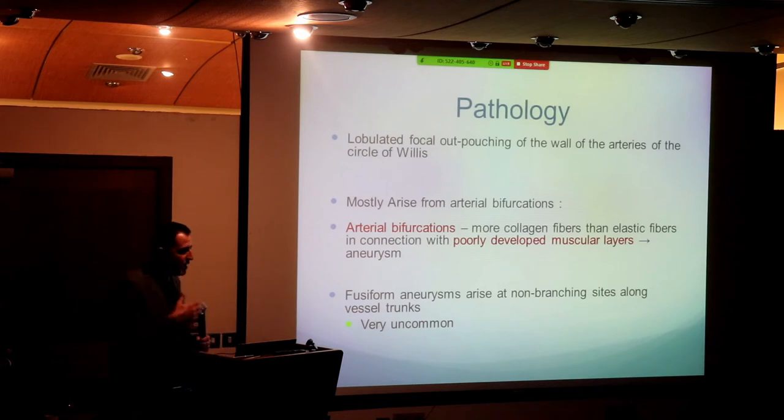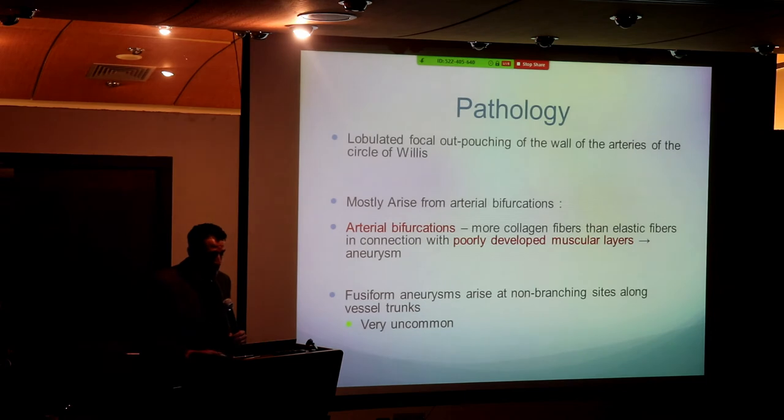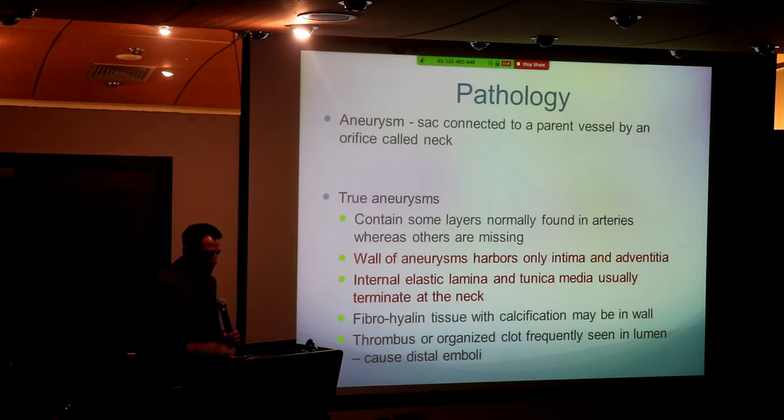Moving quickly, talking about what an aneurysm is, Dr. Ibrahim spoke a little bit about this. Essentially, most aneurysms, these outpouchings, form at arterial bifurcations. The reason they form there is that the anatomy of the vessels is a little bit different. There are poorer muscular layers, much more collagen and less elastic tissue, so they more commonly form there.